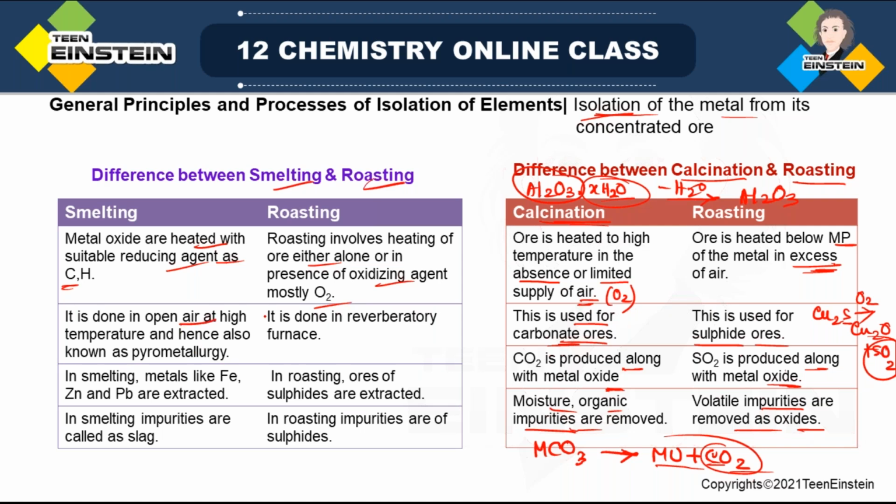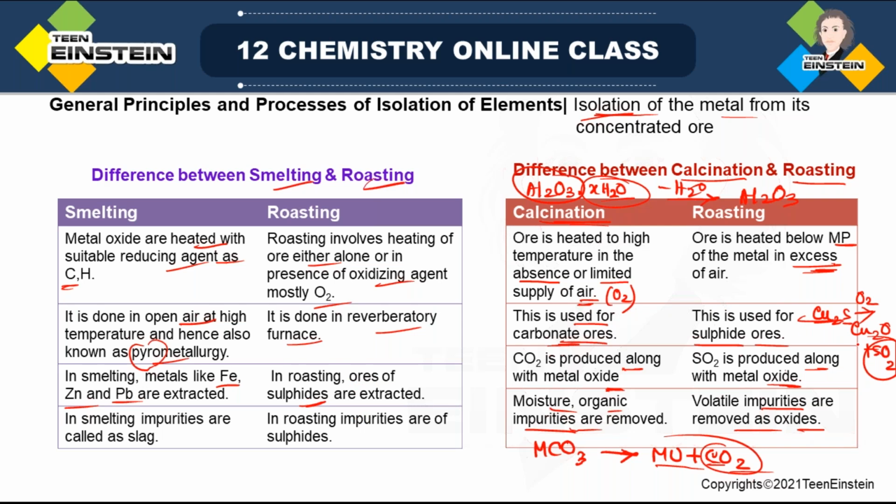Smelting is done in open air at high temperature, and hence it is also known as pyrometallurgy, because the word pyro is related to heat or temperature. Roasting is done in a reverberatory furnace. That means both processes are done in different systems. In smelting, metals like Fe, Zn, Pb are extracted, and in the roasting process, sulfide ores are taken.